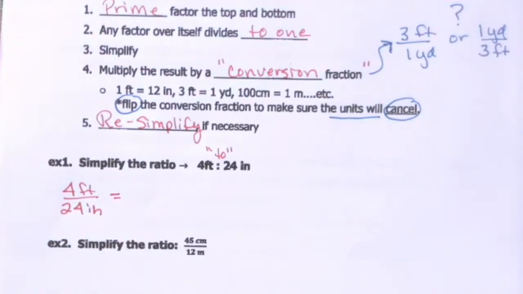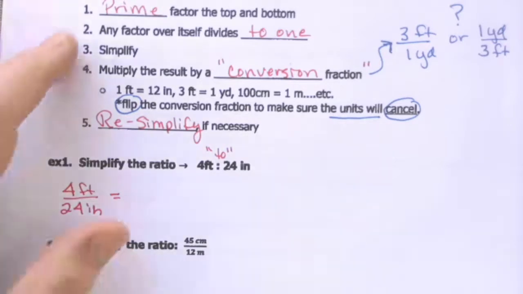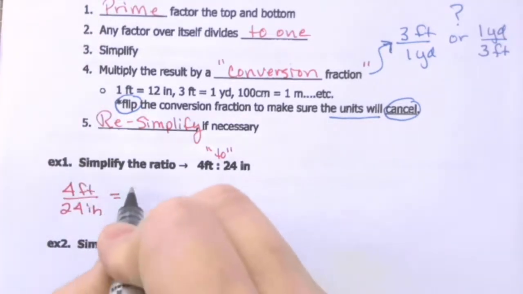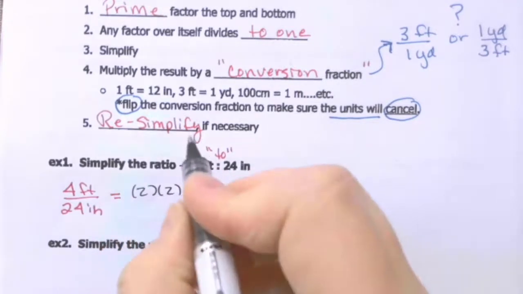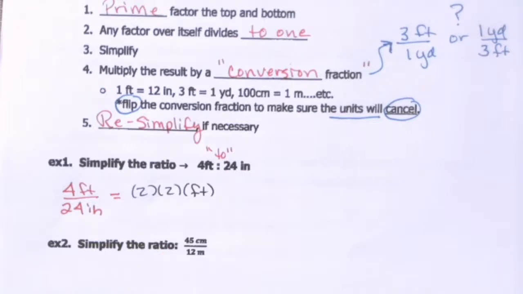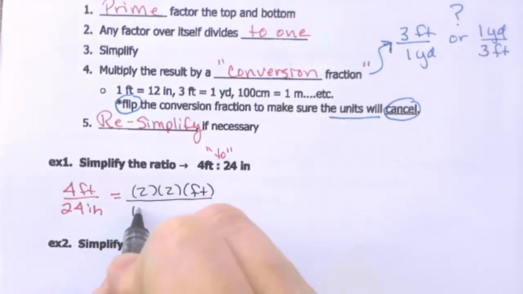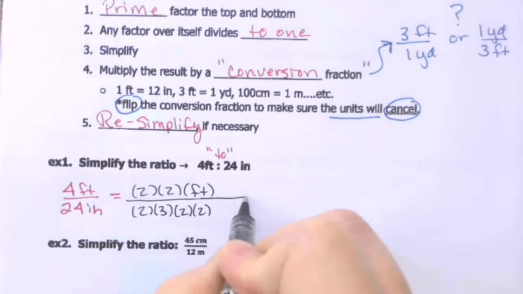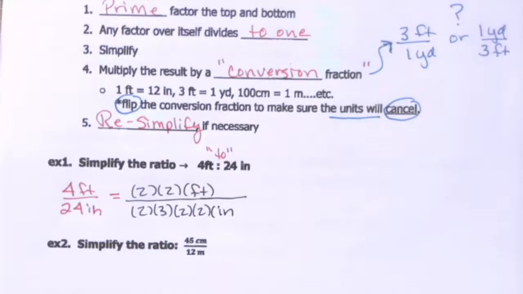All right, so simplify the ratio. We're going to prime factor the top and the bottom. So let's do that. I have 2 times 2 for the 4, and the units are just like factors. That's feet. On the bottom, 6 times 4 is 24, so 2 times 3 is 6, 2 times 2 is 4, and then I have inches.